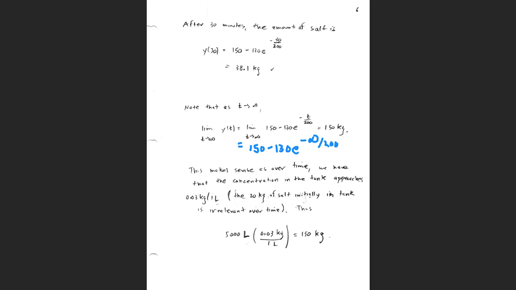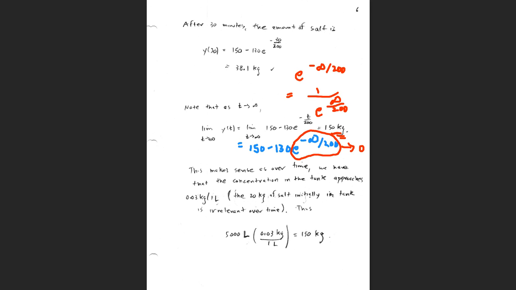But if you think about e to the negative infinity divided by 200, that equals 1 over e to the positive infinity divided by 200. And what's that going to equal? What does this go to? 0? Yeah, that has to go to 0. That's right. Good, Claire. Good, Jonathan. That goes to 0. So this leaves us with 150 kilograms.